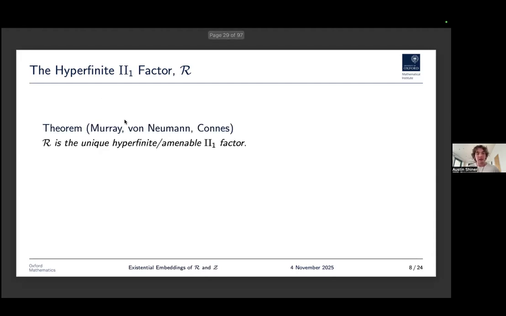Okay. A consequence of this, and also due to work of Murray and von Neumann, is that R is the unique, up to isomorphism, hyperfinite two-one factor, and due to Connes's theorem, it's also the unique amenable two-one factor. There's one technical thing I need to mention, which is that R is the unique separably acting two-one factor, but for our case, all of our von Neumann algebras will be separably acting. That is, the Hilbert space they're embedded into is separable. Okay. So using this theorem, we get other descriptions of R as well, because all we need to do is find some hyperfinite or amenable two-one factor, and by this theorem, it'll be equal to R.